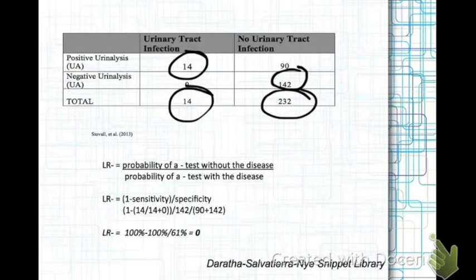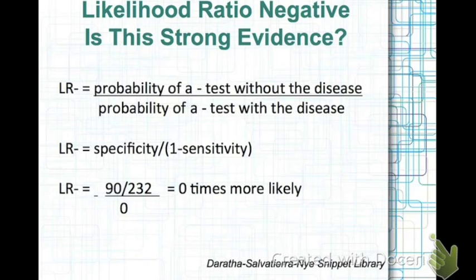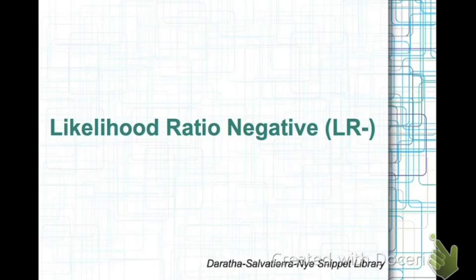In this case, the likelihood ratio negative is 0. This tells us there is no chance a patient with a urinary tract infection will have a negative urinalysis. Clinically, there is strong evidence to support a urinalysis is a reliable diagnostic test to rule out a urinary tract infection. Likelihood ratio negative.